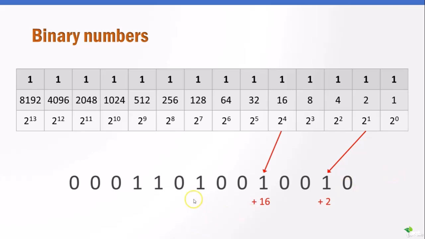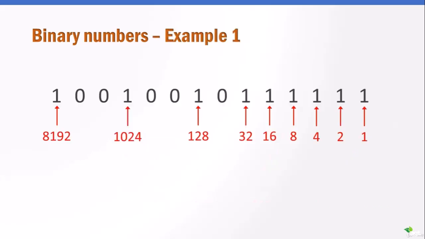And then we're going to look at the next digit, which is this one. That's going to be 128. We're going to add that to the previous sum. And then we're going to add these two ones, 512 and 1024. And in total, that's going to be 1682. Okay, so let's go to the next example.